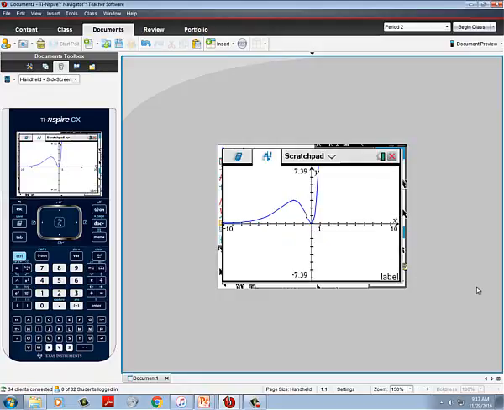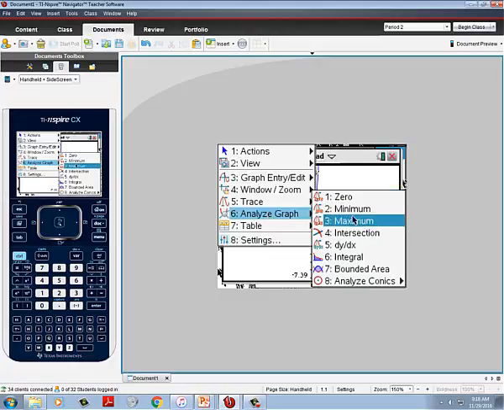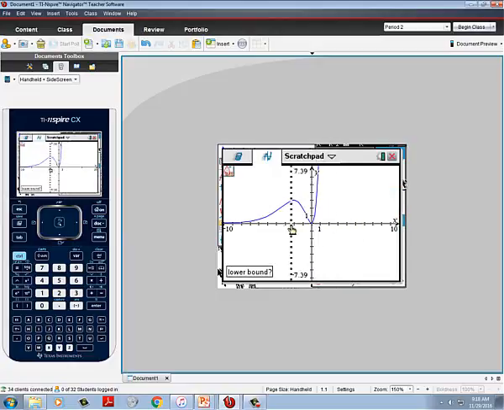All right, the next thing I want to do is, because I have to do increasing and decreasing intervals and maxes and mins, I might as well calculate the max and the min. So I'm going to do my max first. Remember, you go to Menu, Analyze Graph, Maximum. We're going to go to the left of it, to the right of it. I'm going to drag it so I can see it.